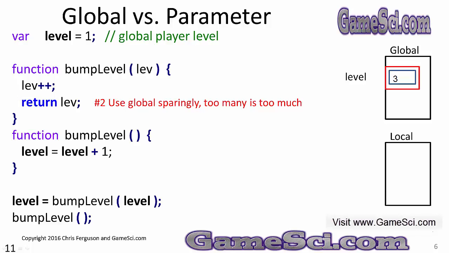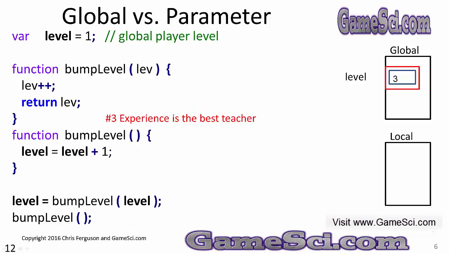It's one of those things I know when I see it. When I see hundreds and hundreds of global variables, I know you're doing too many. Experience is the best teacher. As you program more and more and more, you'll get a little better at knowing when I should use global variables and when I should use parameters and local variables. Have patience is what I'm trying to say. It becomes clearer over time.